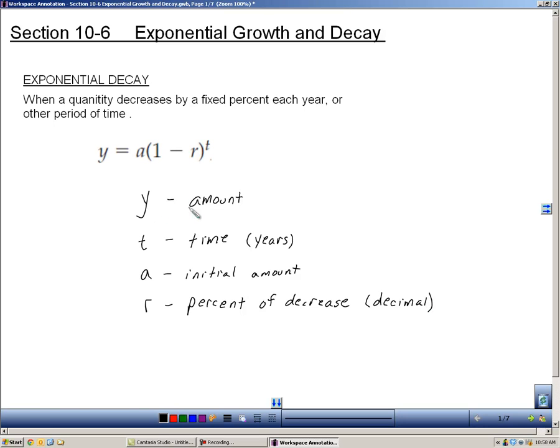So in the formula, the y is the amount of the decrease, how much it decreases. T is the time, and we measure that in years. A is the initial amount, where it started, and R is the percent of decrease. When you put the percent of decrease in, you're going to put it in as a decimal. Now this R is also known as the rate of decay. So if a problem says the rate of decay is so-and-so, then that's what you're going to use for the letter R. So this is the formula we're going to use to find exponential decay.